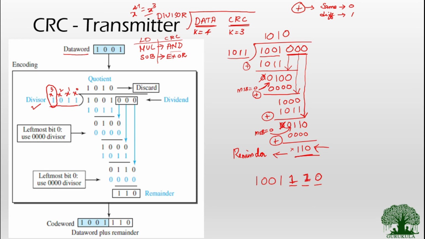then this entire bit string is what I am going to transmit, and this is what I call the code word. This code word is nothing but your data plus your remainder over here. So that is how this transmitter algorithm will work. This is the CRC that will be performed at the transmitter side.